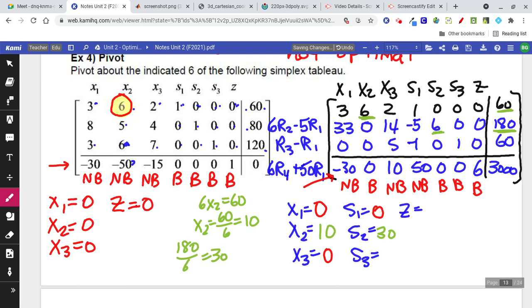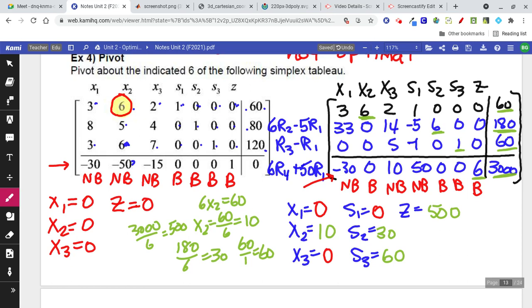And for S3, there's only one number to look at. Look at the one that's not 0. Look straight across at that number. We've got 60 over 1 is 60. That's the value of that variable. Now for the Z value, again, it's basic, so there's only one number to look at, 6. You're looking at 3,000. So 3,000 over 6 is 500. That's your Z value.